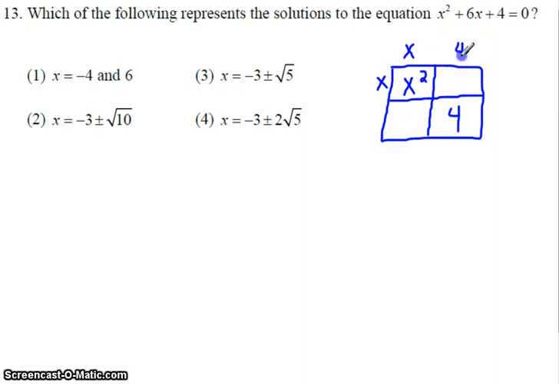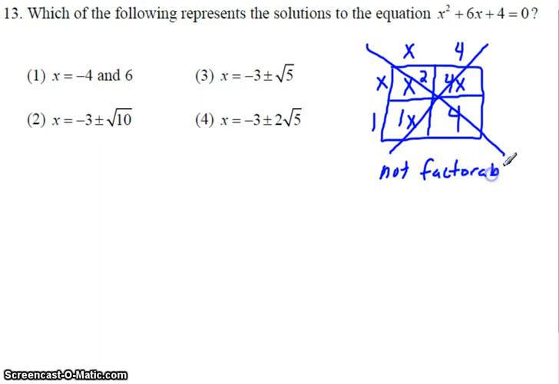So maybe I can try 4 and 1. And so you get 1x and 4x, and that gives us 5x, still not 6x. So this is not factorable. So if it's not factorable, then you got to use completing the square.